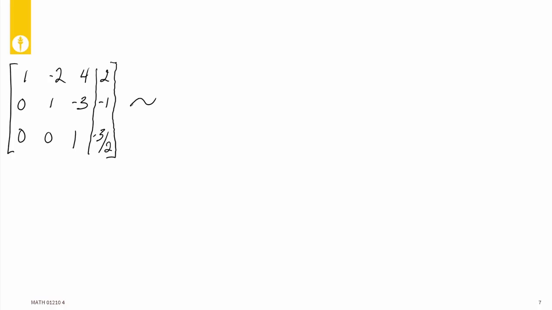Now what? 3 times row 3 plus row 2. You like it? What if you did 2 times row 2 plus row 1 to zero out the negatives? You could.